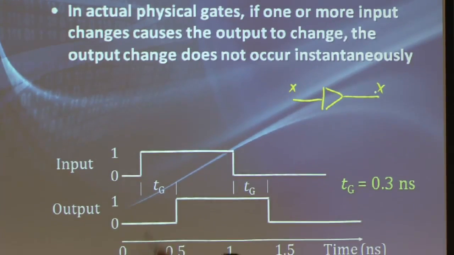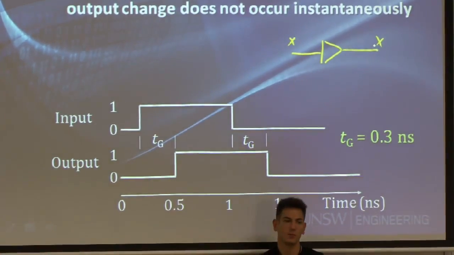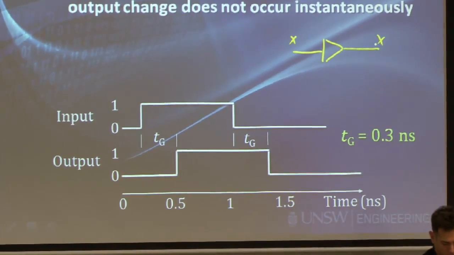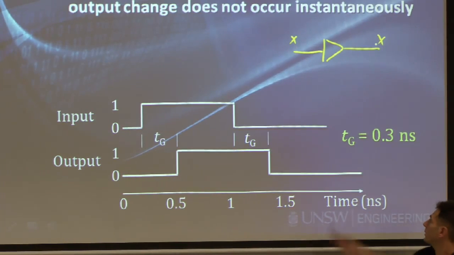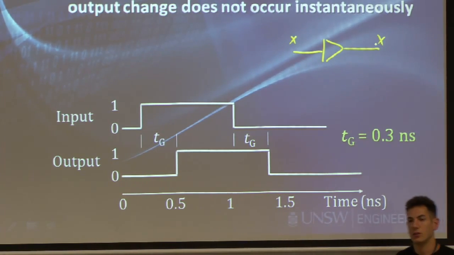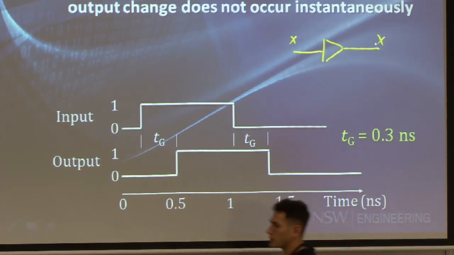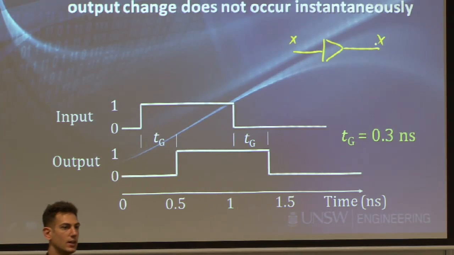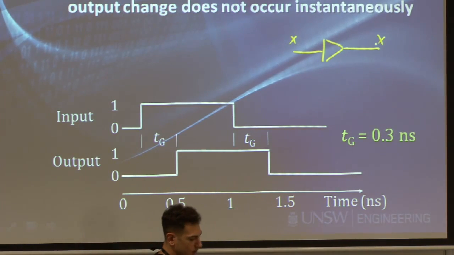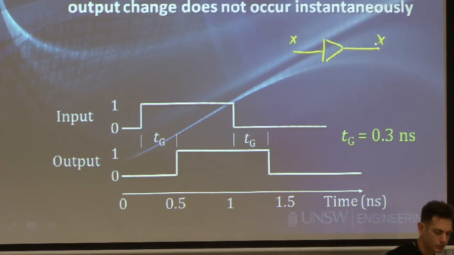And you can see that once the input changes, the output changes some time afterward, denoted as TG, gate delay. In this example here, the gate delay will be 0.3 of a nanosecond. So those gate delays are fairly short. We are talking about nanoseconds or sub-nanoseconds. But when we have really, really high-speed circuits, those are things we must take into account.